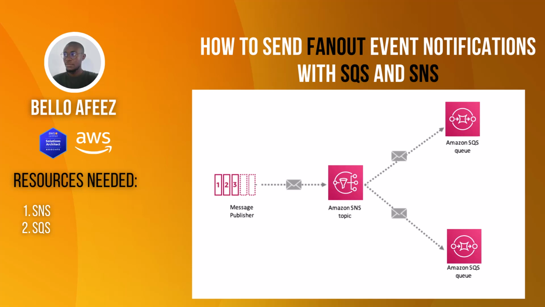In this tutorial, we are going to implement a Fanout messaging scenario using Amazon Simple Notification Service, SNS, and Amazon Simple Queue Service, SQS. In this scenario, messages are pushed to multiple subscribers, which eliminates the need to periodically check or pull for updates and enables parallel asynchronous processing of messages by the subscribers.